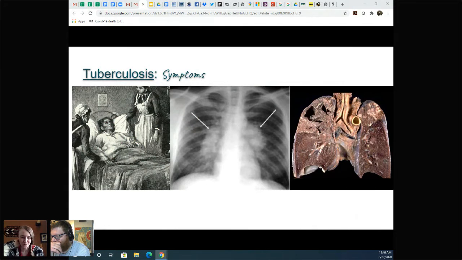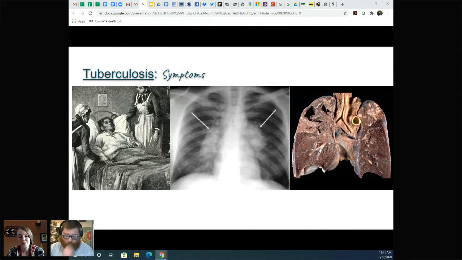Okay, so the symptoms of tuberculosis. One of the things that a lot of us know is that tuberculosis used to be called consumption. This is because it caused chronic wasting, regardless of how much people would eat. For one thing, they would lose their appetite, and it causes them to slowly waste away, as if they're being consumed from the inside.